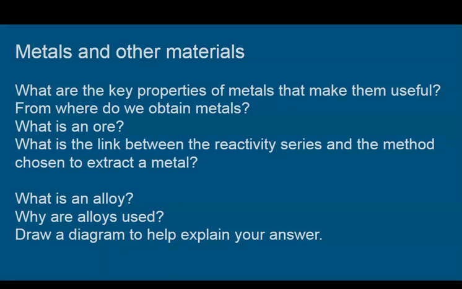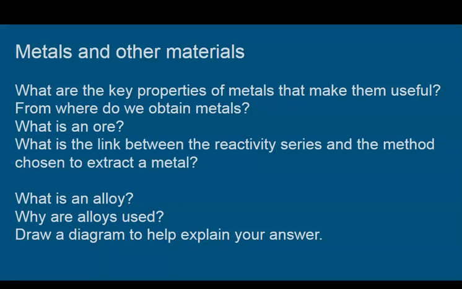Where do we obtain metals from? Well, the answer to that is from the Earth's crust, where they are found in an impure form within rocks. Now, an ore is a rock that contains enough of a metal or metal compounds to make it worthwhile extracting the metal from that rock.